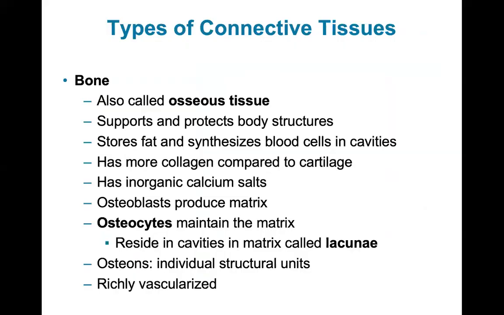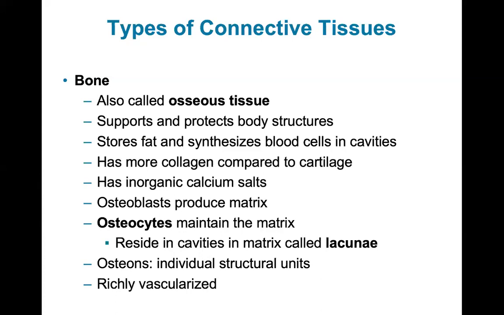Okay. Bone tissue. Bone tissue is also called osseous tissue. It helps to support and protect body structures. It stores fat and synthesizes blood cells in cavities, has more collagen compared to that of cartilage, and its matrix is going to contain inorganic salts such as calcium salt. Osteoblasts are cells that produce matrix. Osteocytes, which are actual bone cells, maintain the matrix, and they will also reside in cavities called lacunae.